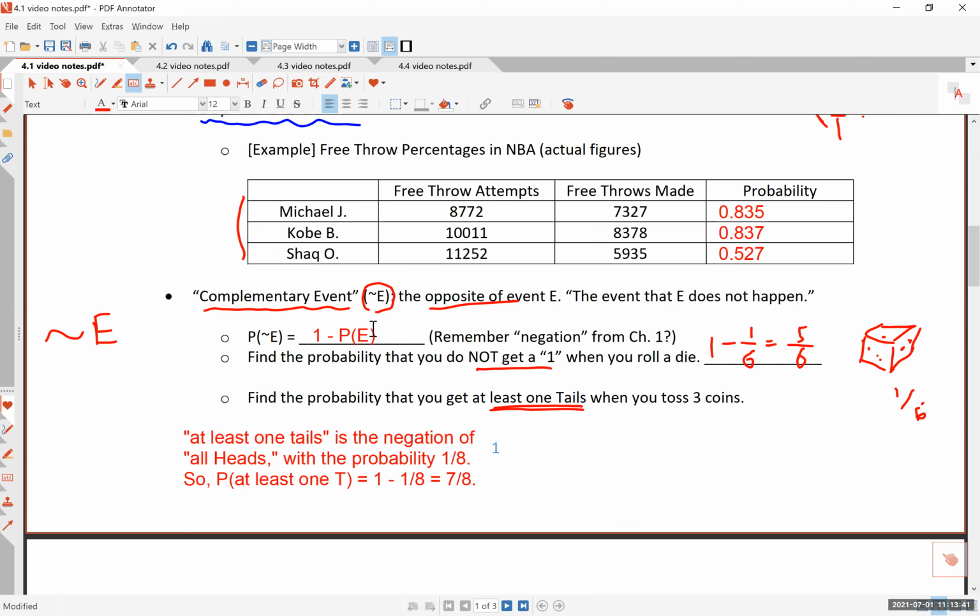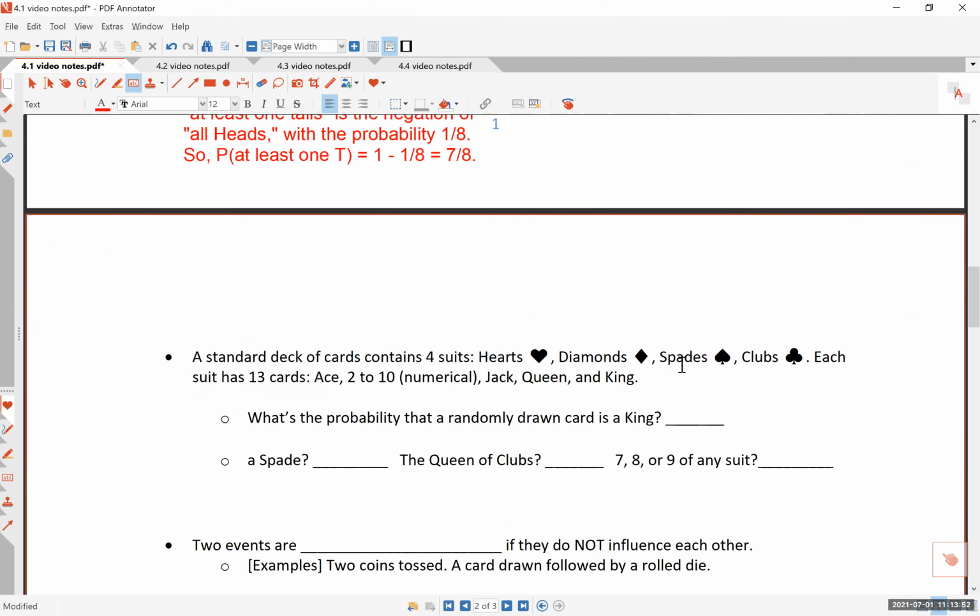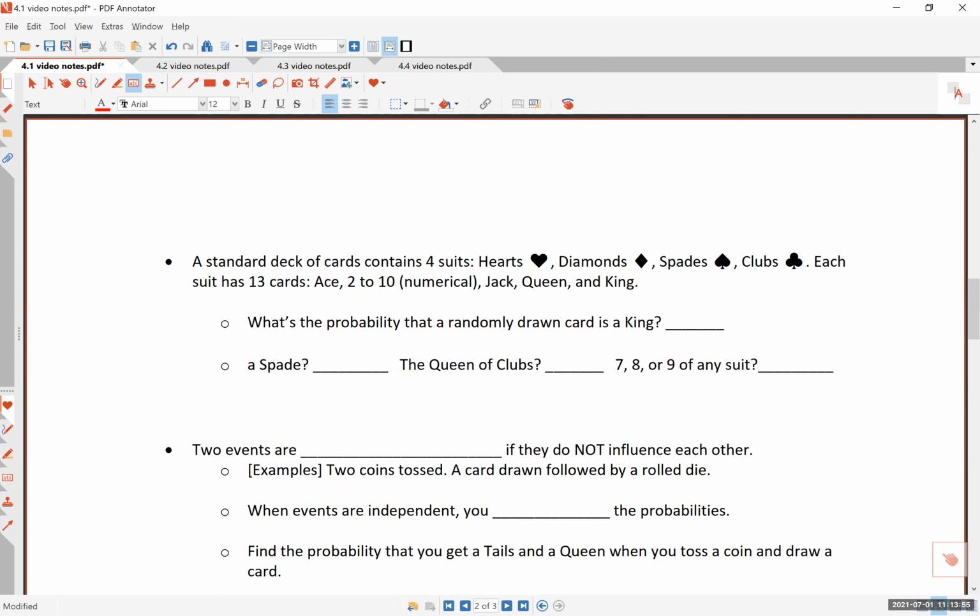And complementary probabilities turn out to be very useful, convenient tools in calculating certain probabilities. All right, so let's go to the next page. I want you to look at this first bullet point. A standard deck of cards, and I assume that many of you, if not all of you, are familiar with a standard deck of cards, but because we serve many different groups of students from diverse backgrounds, it's understandable that some of you may not be familiar with it.